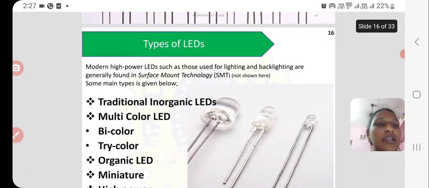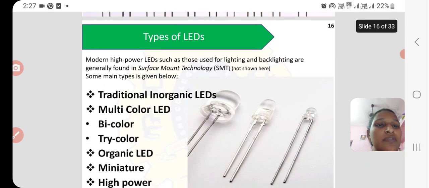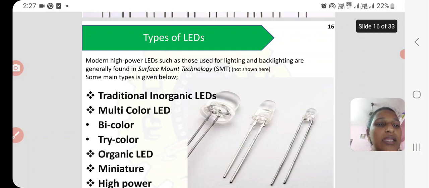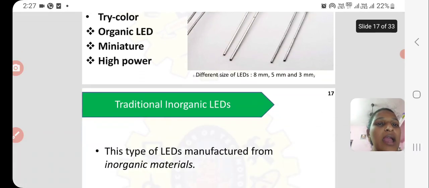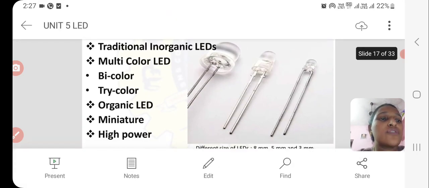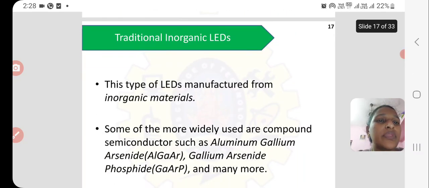The basic types of LEDs: modern high power LEDs, such as those used for lighting and backlighting, are generally found in the surface mounted type. Some of the main types of LEDs are traditional inorganic LEDs, multicolor LEDs, bicolor LEDs, tricolor LEDs, organic LEDs, miniature LEDs, and high power LEDs. The LEDs are available in different sizes: 8 mm, 5 mm and 3 mm. Now let's see one by one.